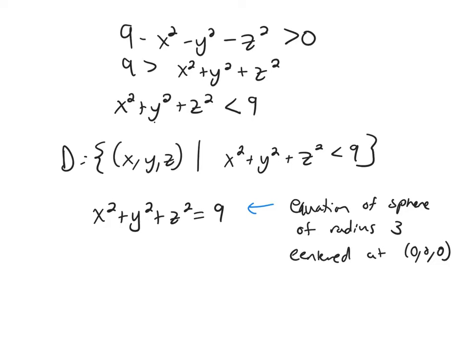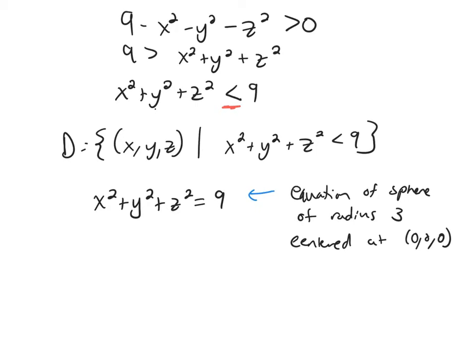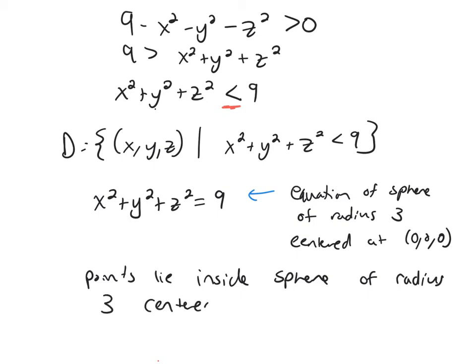So my inequality, though, was less than, which means now I'm looking at all the points that are strictly inside of the sphere. So the domain consists of the points that lie inside a sphere of radius 3 centered at the origin.